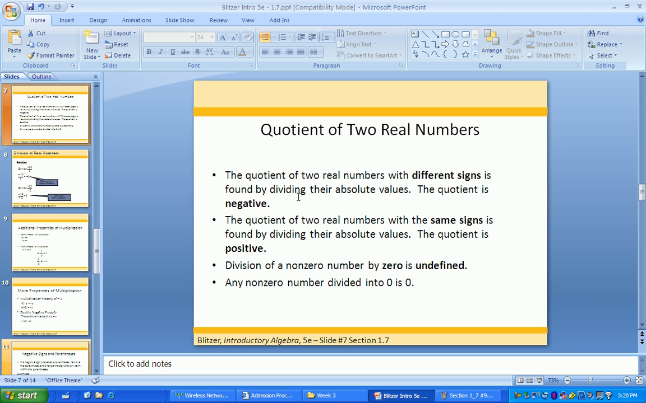The quotient is negative. So the same rules apply just as in multiplication. If you have an odd number of negative values, your answer is going to be negative. If you have an even number of negative values, your answer is going to be positive.